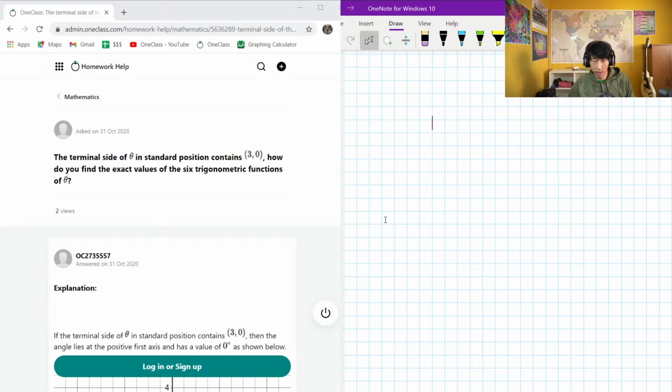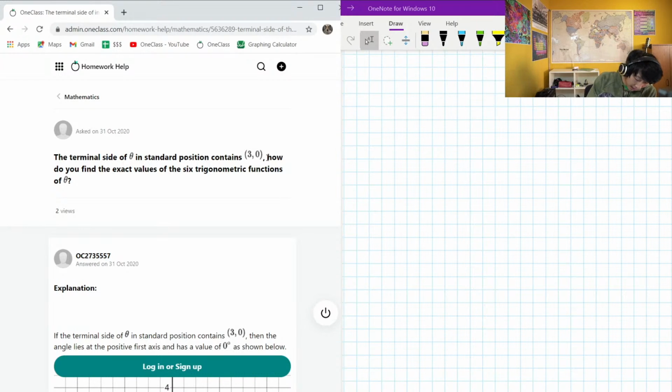Okay, so this is the next question that we have on the menu today, and it's asking us about the terminal side of theta, which is the angle. The terminal side of the angle in standard position contains the point (3, 0). How do we find the exact values of each of the six trigonometric functions of theta? Okay, so a lot to unpack here. Let's start here. The terminal side of theta, in standard position, contains the point (3, 0).